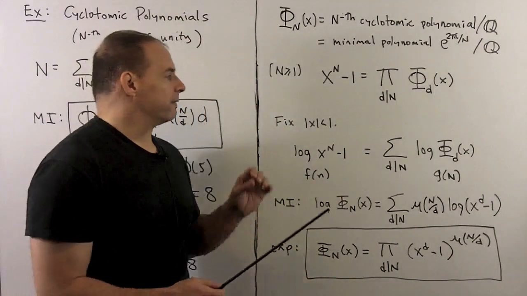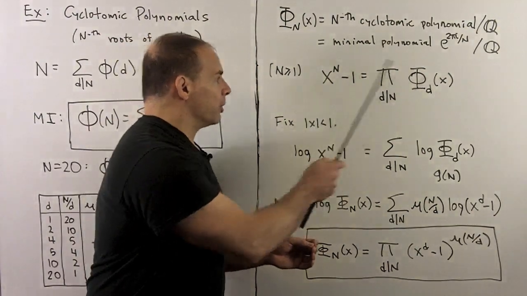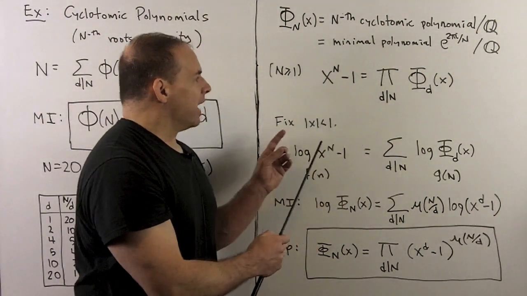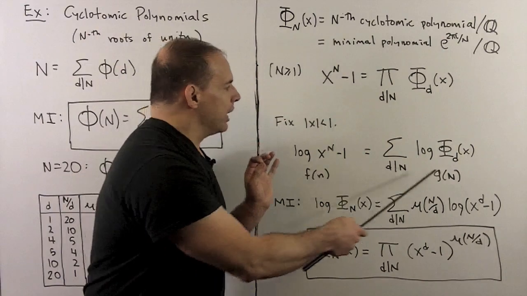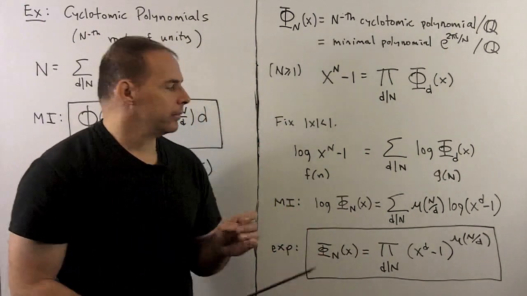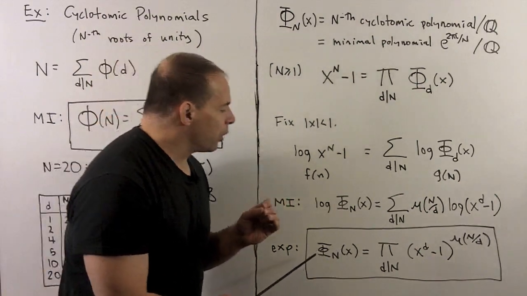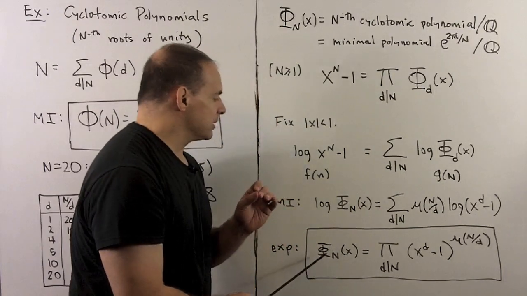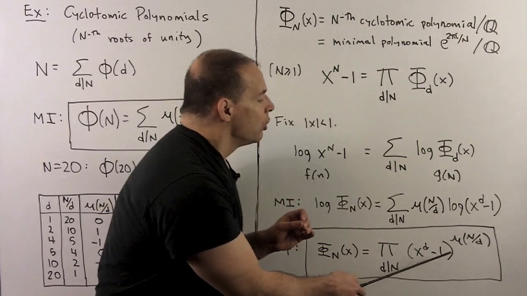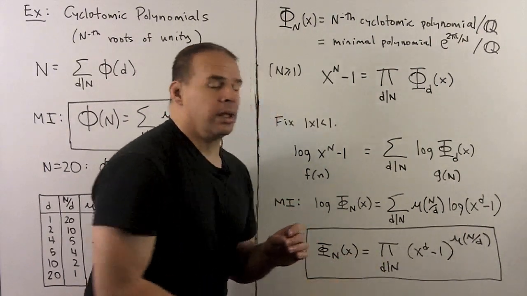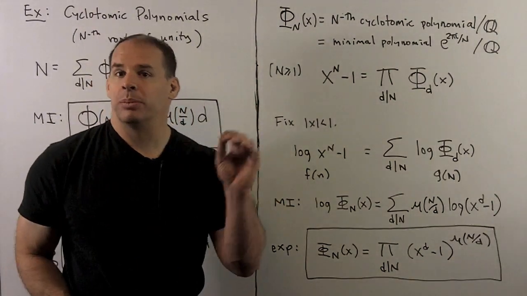What we'll do is, first, pick x with absolute value less than 1. So now I'm just considering numbers on each side. Then, to turn this product into a sum, we apply logarithm. That gives this equation here. Mobius inversion applies. Then we exponentiate to get rid of the logarithms. So that gives this formula that we had from before. The nth cyclotomic polynomial is going to be a product. The factors are x to the d minus 1 raised to the mu of n divided by d, where d ranges over all divisors of n. We've seen examples of this in the previous part.